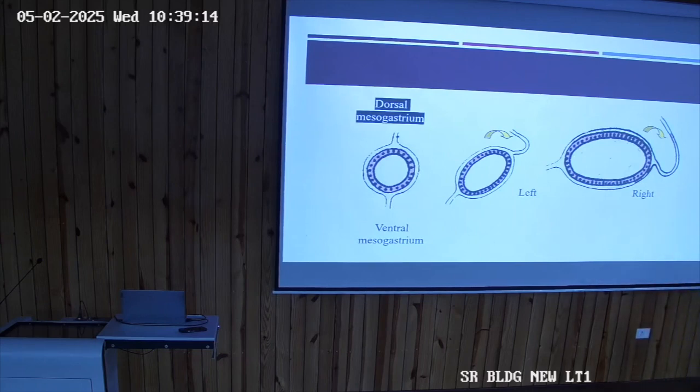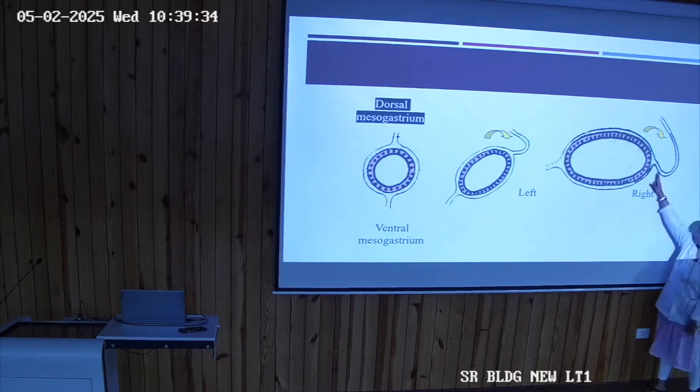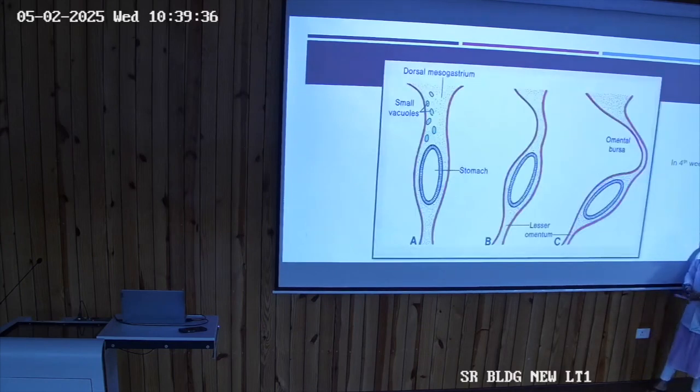ठीक है, हम क्या डिस्कस कर रहे हैं again? Formation of the omental bursa. The omental bursa is the lesser sac. The whole part of the abdominal cavity is the greater sac. The part of the abdominal cavity behind the stomach, because of the movement of the dorsal mesogastrium, forms the lesser sac. So there is also shifting of the mesogastrium because of the 90-degree rotation of the stomach.